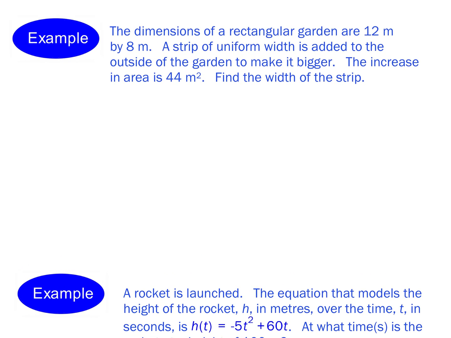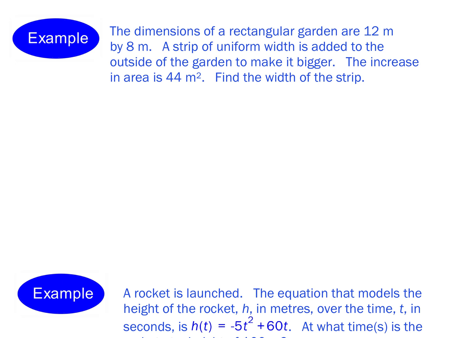Next up, here's a question right here. The dimensions of a rectangular garden are 12 by 8 meters. A strip of uniform width is added to the outside of the garden to make it bigger. The increase in area is 44 meters squared. What's the width of the strip?